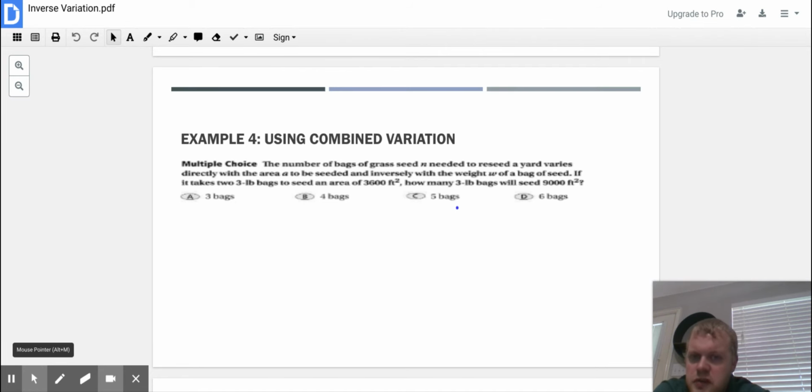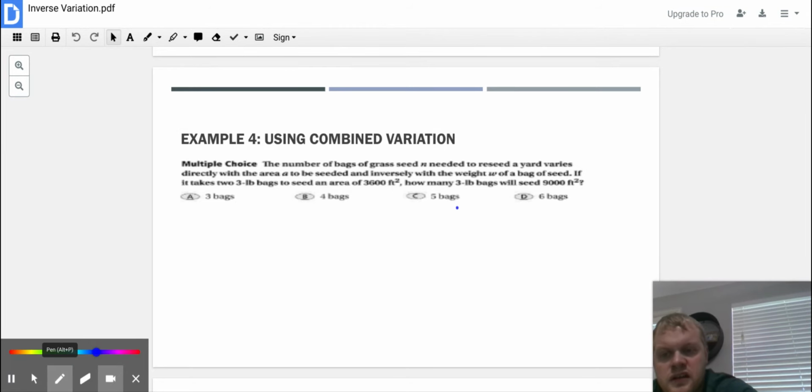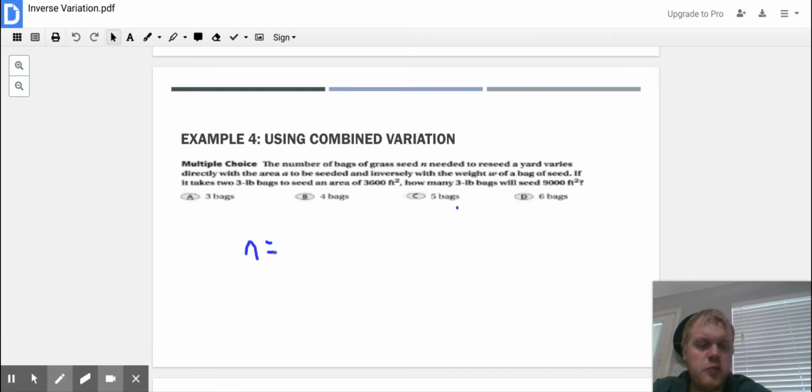So our first step here, let's write our formula. The number of bags, that's going to be what we set this equal to. So N is going to equal, remember, jointly means multiply, inversely means we are dividing by that. Again, the number of bags needed to reseed varies directly with the area A, so we know A is going to go on top. And then we also have our constant as well. Remember that since it's inversely, we have that constant.